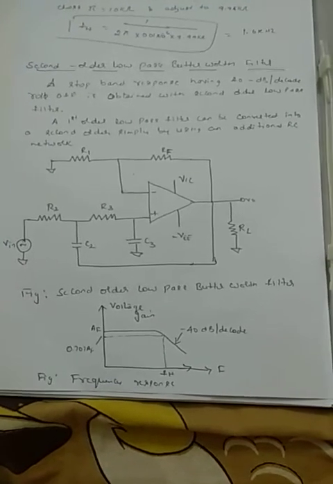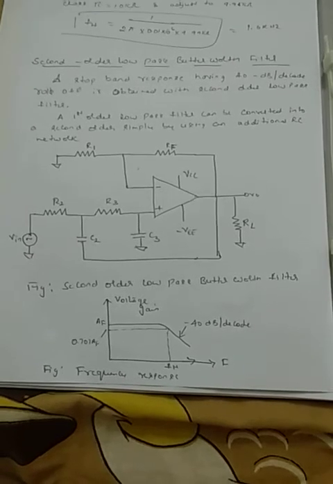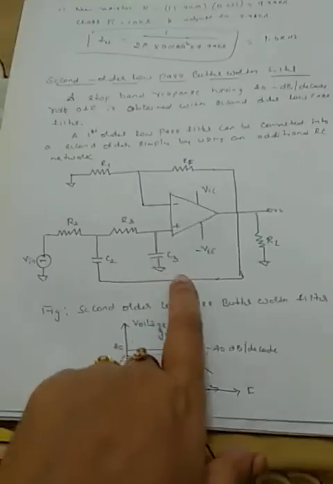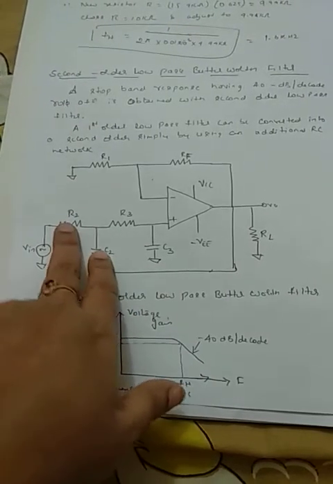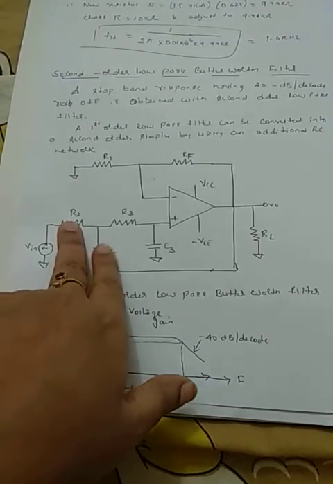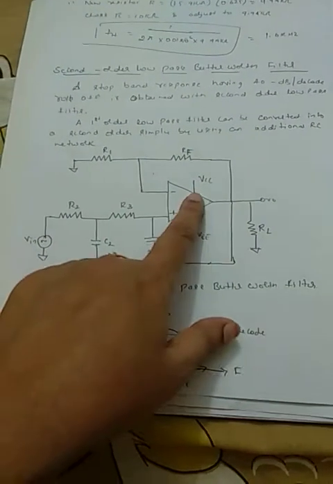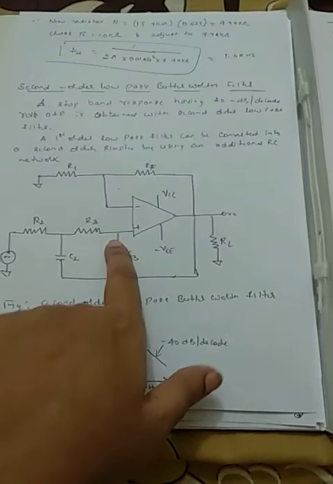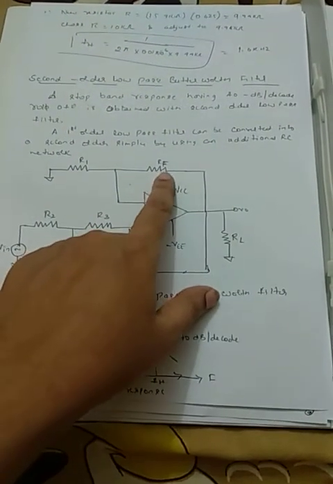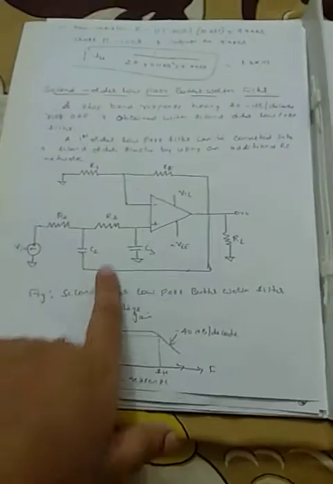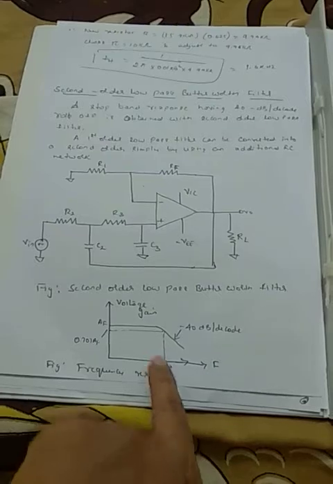A first order low pass filter can be converted into a second order filter by just adding an RC network in the circuit. So here we can observe, there we had only one RC network connected in parallel, but here we have one more RC network, and everything else remains the same. So first order can be converted into second order by just adding one more RC network. This is the feedback resistance. So this is the second order low pass filter in the non-inverting configuration.